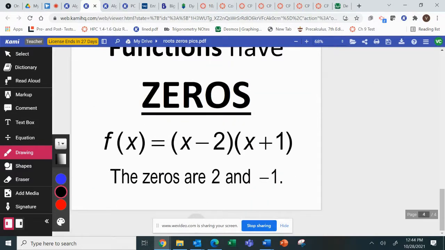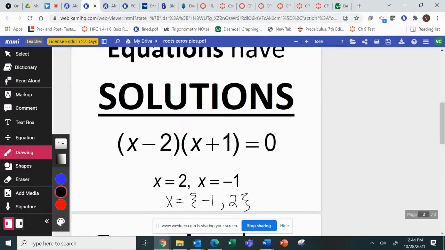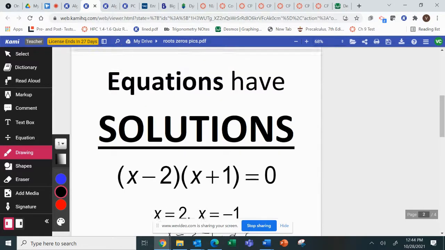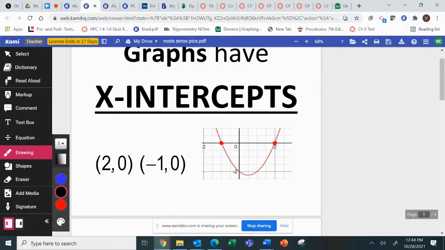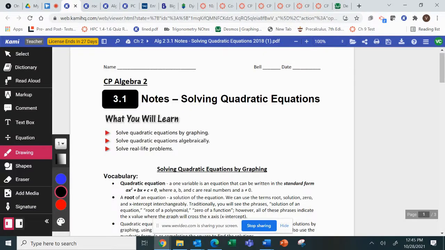So we need to know what to do if we're finding zeros, or we need to understand what to do if we're solving, which might actually be the same work, but you're writing your answers possibly different. Or if I say, find me x-intercepts, those are the only ones you're writing as ordered pairs. Okay? So today, we're going to be doing about half of that.